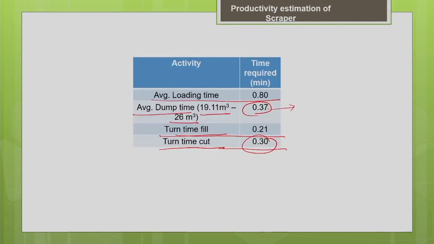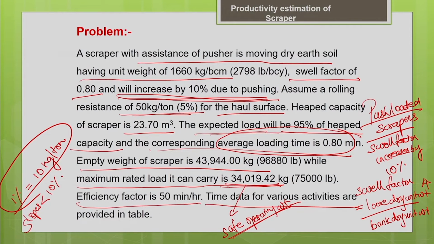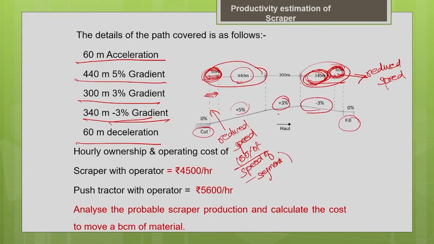the rolling resistance is already given to you. Okay, it is given here. Assume your rolling resistance of 50 kg per ton, 5% for the haul surface. So, the rolling resistance is uniform throughout, only the gradient is varying in the haul route. Okay, that you have to note.